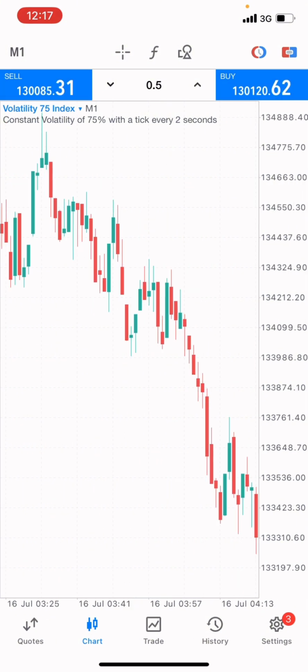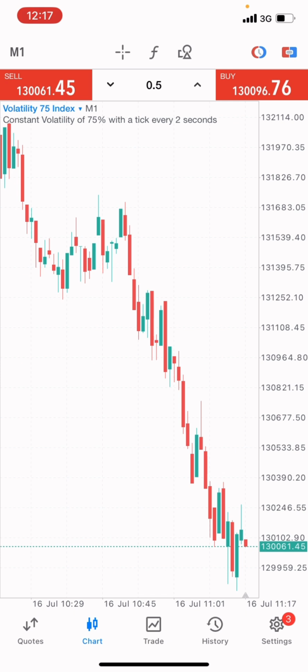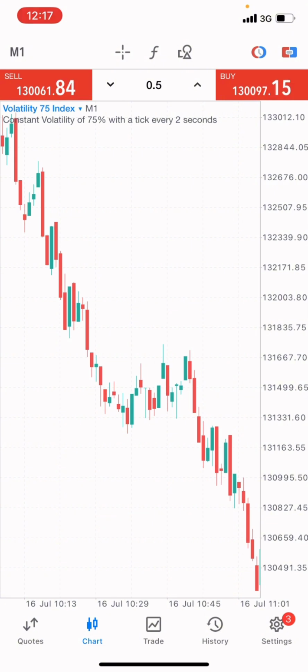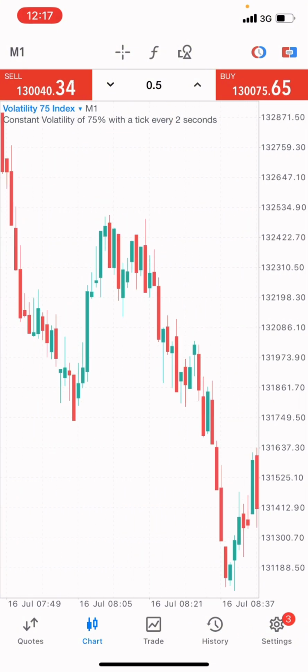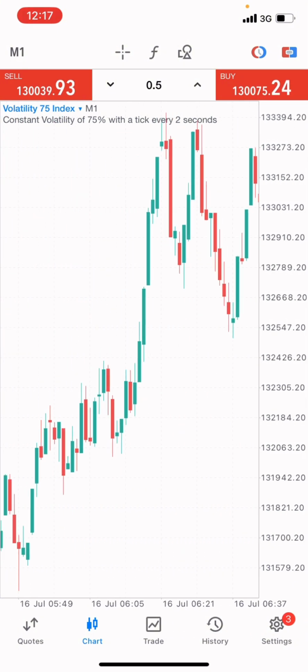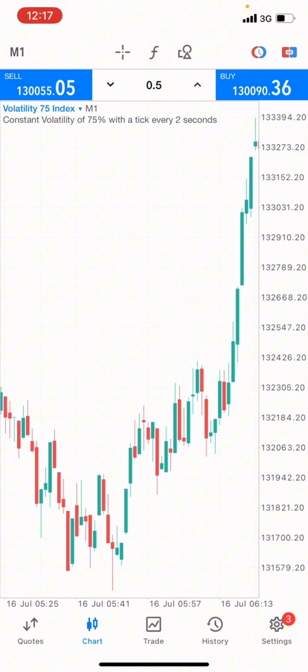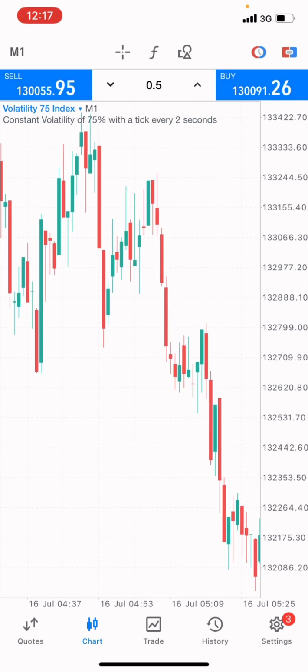It's not like the forex market. Volatility 75 market, as you can see right here, goes upwards, downwards, upwards, downwards without giving you a direction. The best way to follow this market is using a trend line, such as the moving average. You can use the moving average and other indicators to see this market movement clearly. So I'm going to share with you how to trade this market successfully using three indicators that will help you trade successfully.